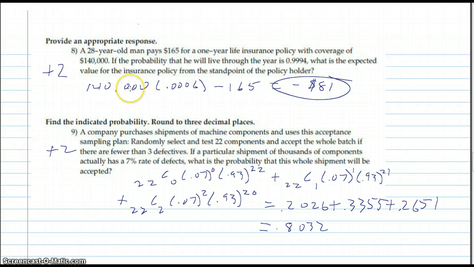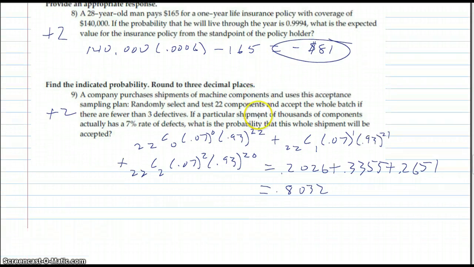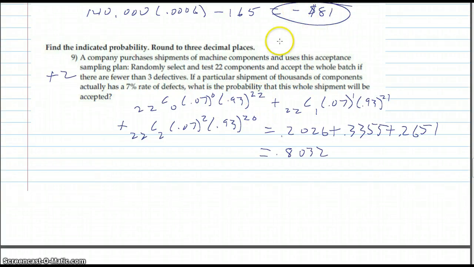So you get $140,000. The probability of that is 0.006, which is if they live is 0.994, the probability they die was 0.006306. And then minus the premium cost, which is $165, which gives you a negative $81. So for the policyholder, it's a negative 81 bucks. And if you didn't have the sign, it was just a half point.